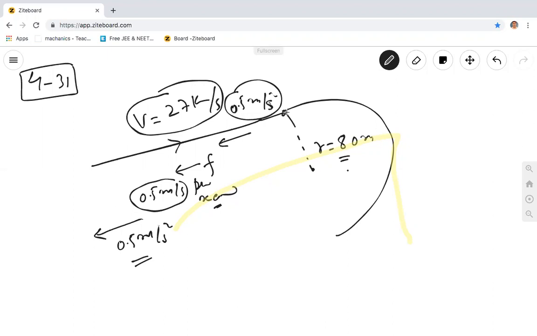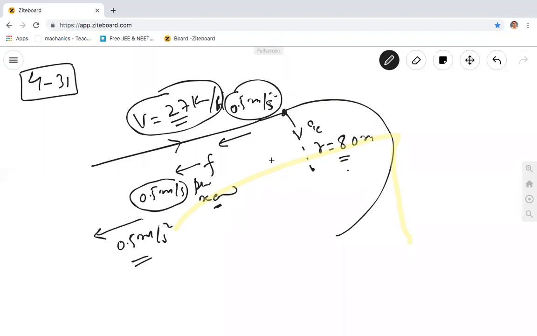We have to find what is the acceleration here. Be careful, it is the tangential acceleration in the backward direction. And there is one more acceleration, that is AC here. His velocity is 27 km per hour. And we have to find the net acceleration. Can't you find that? It is so simple.